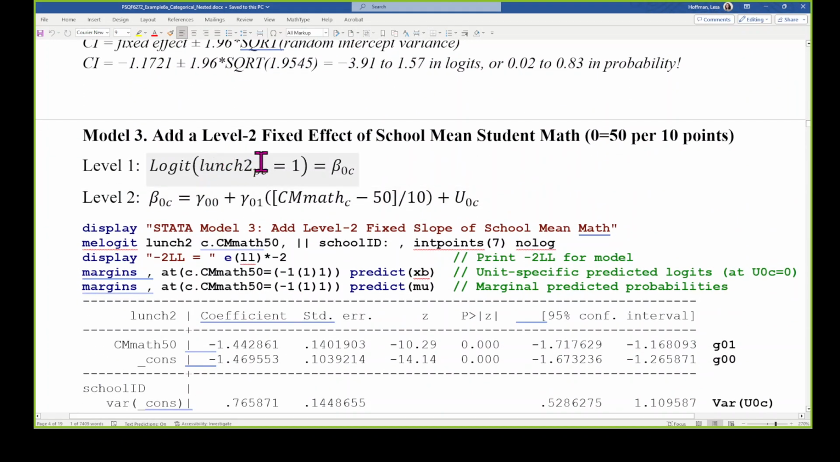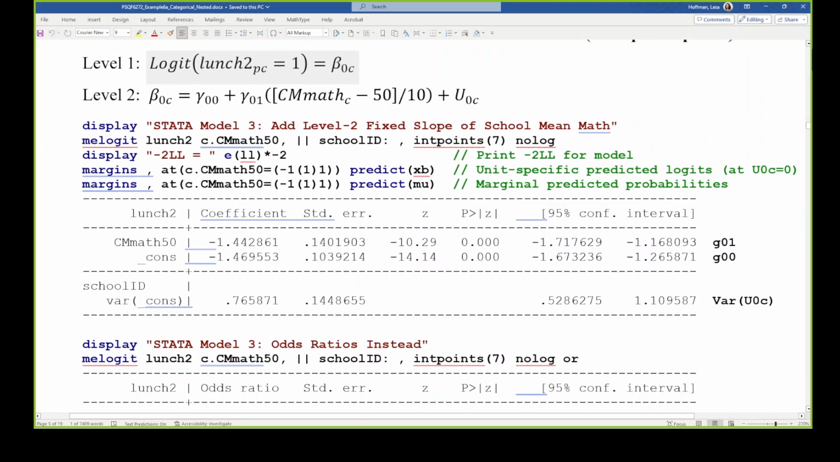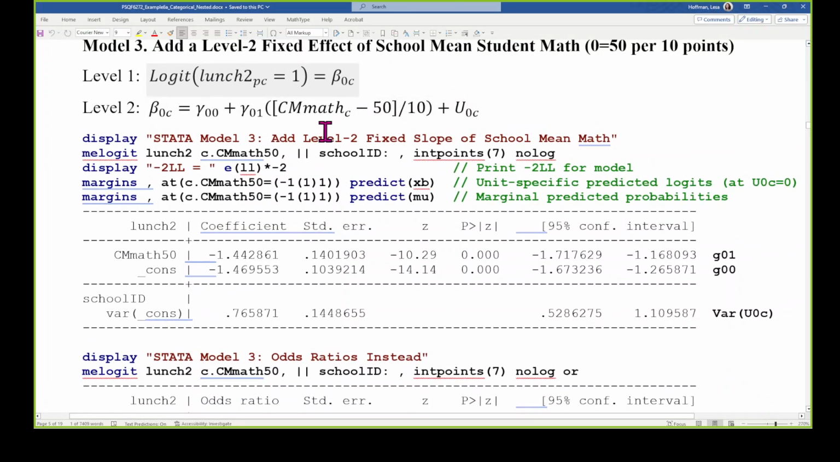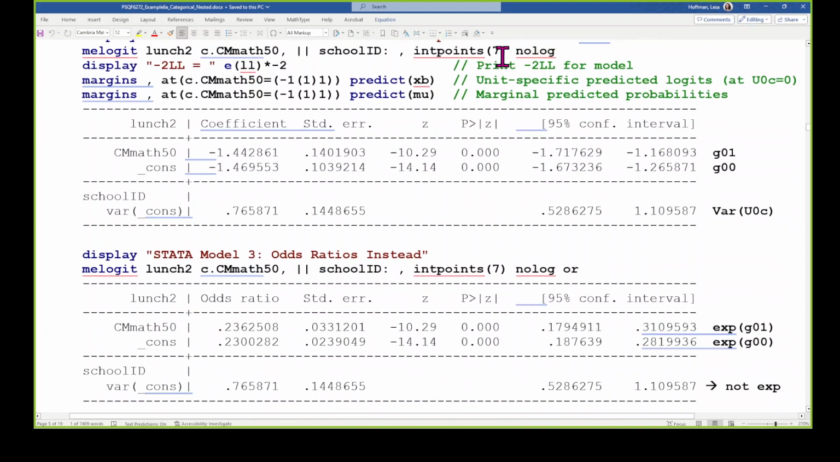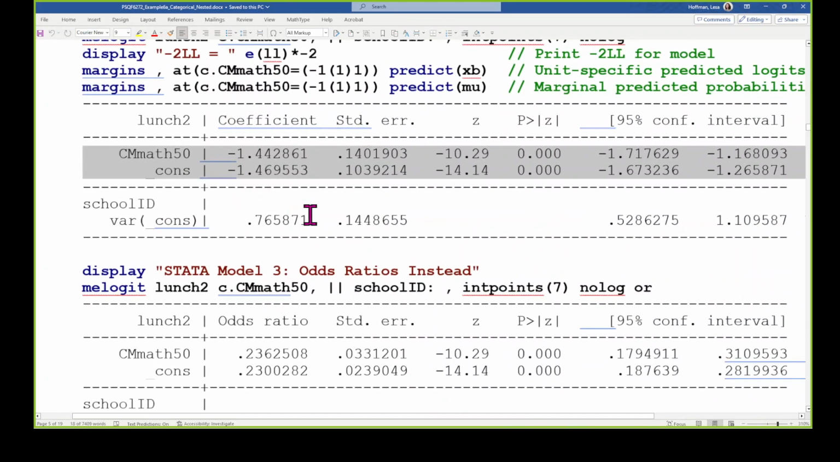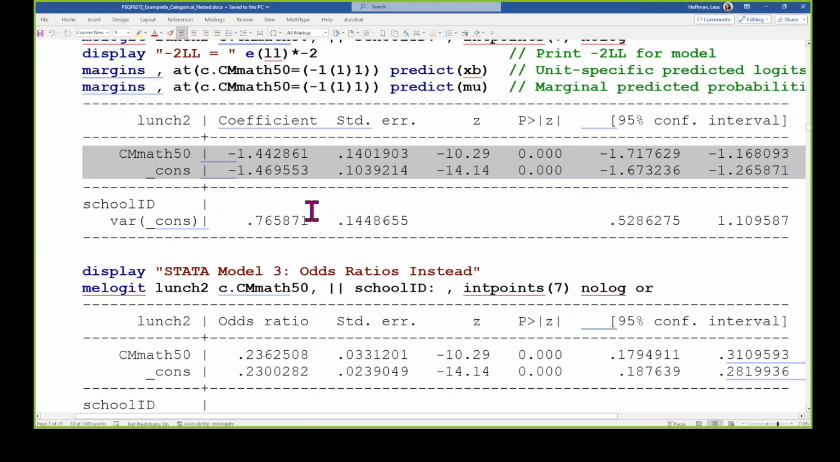All right, then we add level 2 fixed effect. So I'm going to add cluster mean math that I have rescaled so that the slope is going to be a change in the logit per 10 points of math. That way the numbers don't get too small. Still 7 points of integration here. So my coefficients right here are in what scale? Logits. What the model gives you directly is in logits.